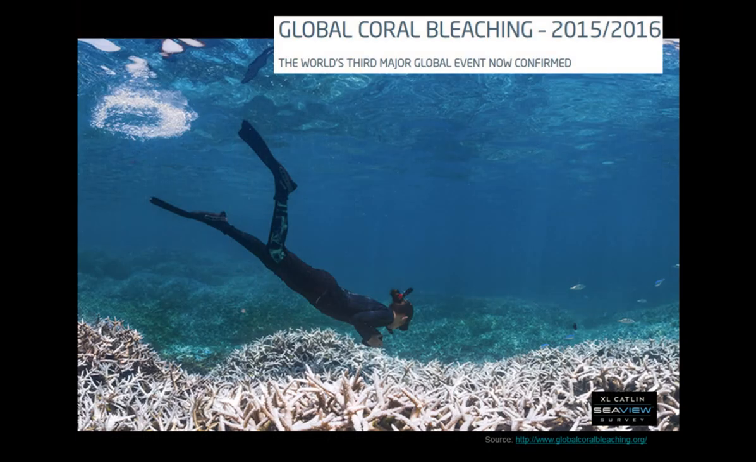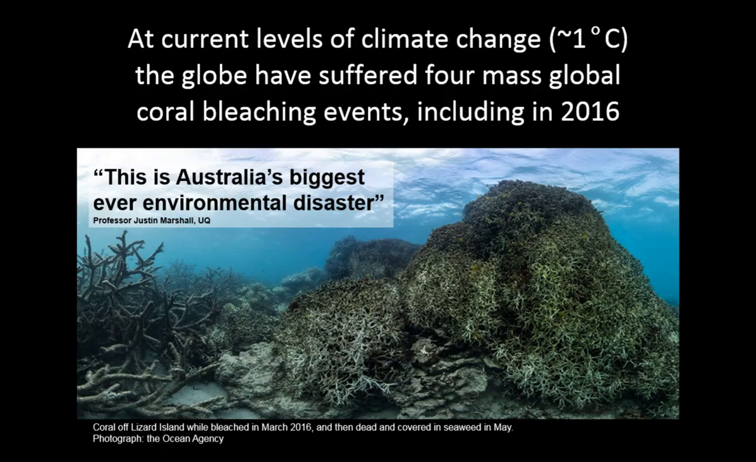So I mentioned coral bleaching, so I'll focus on that when we talk about climate change, but there's been 4 massive coral bleaching events around the world since 1998. There was a massive event in 2015-2016, huge bleaching of the Great Barrier Reef. Professor Justin Marshall from here at UQ, a coral reef expert, described it as Australia's biggest ever environmental disaster. Now, that's at current levels of warming, at mean global temperature rise of around 1 degree. We've got massive impacts.